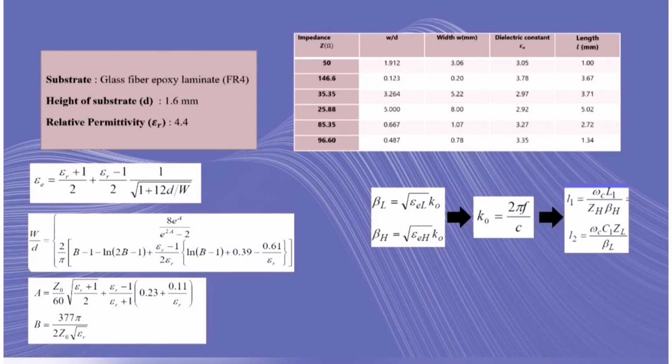The substrate that we chose for the microstrip 3D design is FR4, and the height of the substrate is 1.6 mm. The relative permittivity of the substrate is 4.4. Based on these values, we calculated the width and length for the microstrip to be designed using the CST simulation software. All of the formulas shown below were used to find the length and width of the microstrip line.